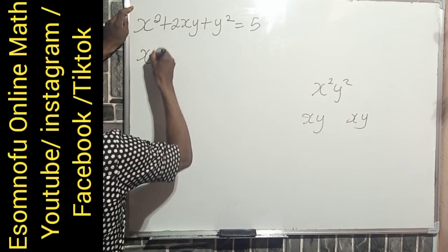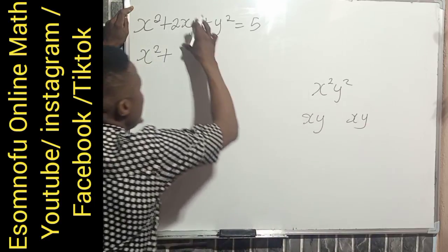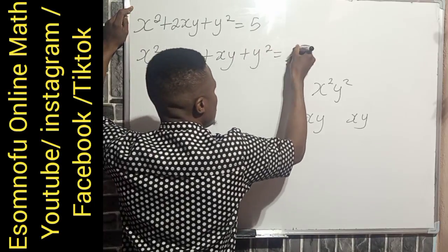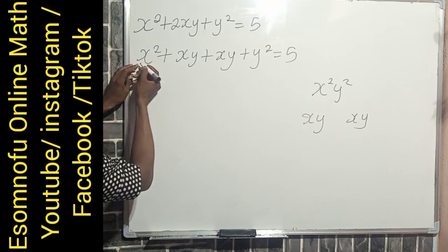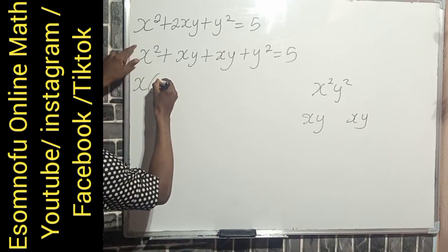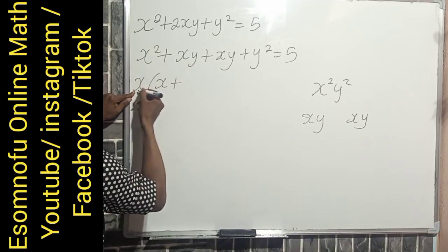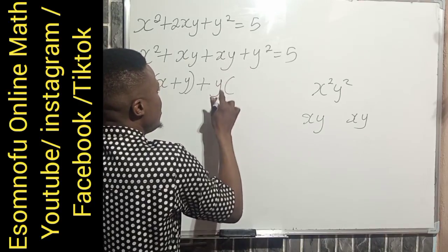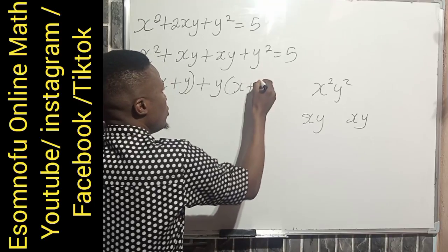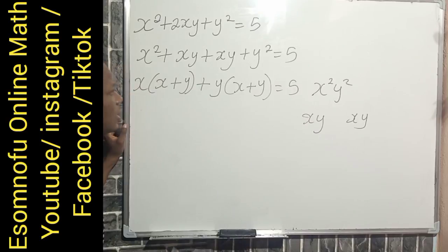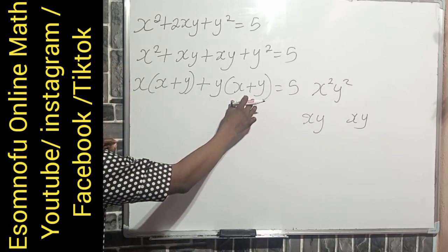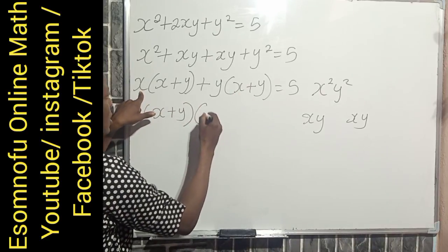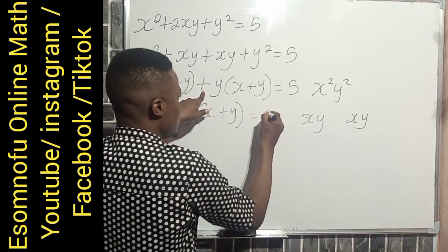So you shall now have x squared plus, use this xy and xy to replace 2xy, plus xy plus xy plus y squared equal to 5. Then considering the first two terms, x is common, so you have x into this, x squared divided by x will give us x, plus xy divided by x is y, plus coming here, y is common, you factor it out, xy divided by y is x, plus y squared divided by y is y, equals 5. As you can see, x plus y is common, so I factor it out, and what is still left here? x plus y, equal to 5.